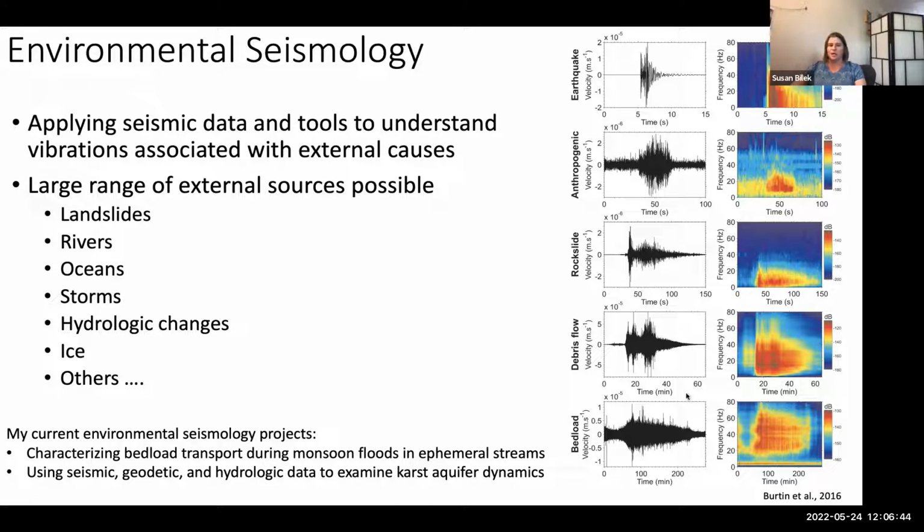And the seismograms themselves look different than what we would expect the seismogram to look like for a typical earthquake. And the frequency content involved in these signals are also different than what we see for a typical earthquake. And that frequency content can be useful to help distinguish between the different processes. There are other processes that can produce ground vibrations, some of them listed here, like ocean storms, glacier movements. There are lots of others. But what I'm going to focus on today is some of the work that we're doing to characterize bedload transport during the southwestern United States monsoon seasons, as well as some water flowing through a karst aquifer system.